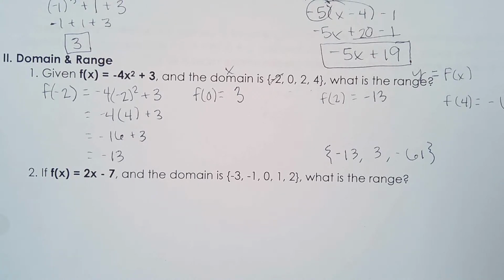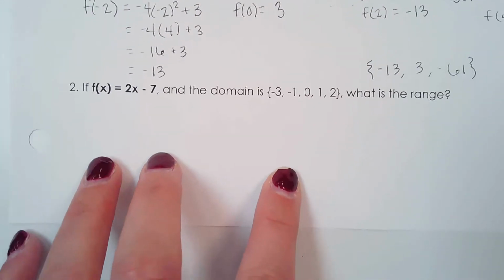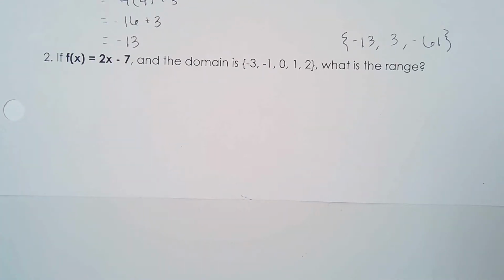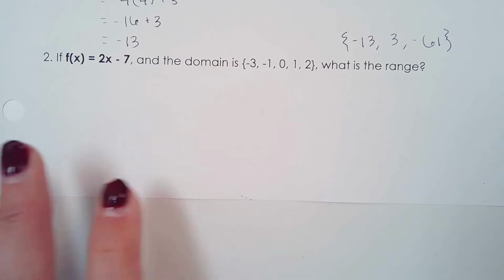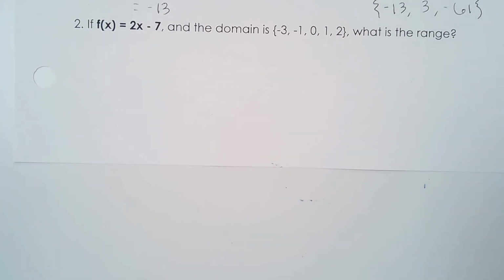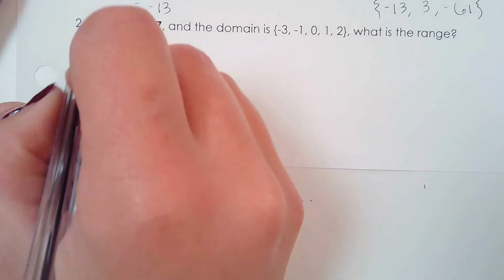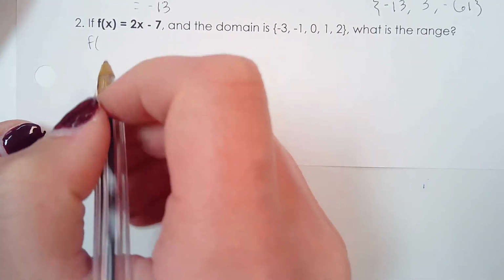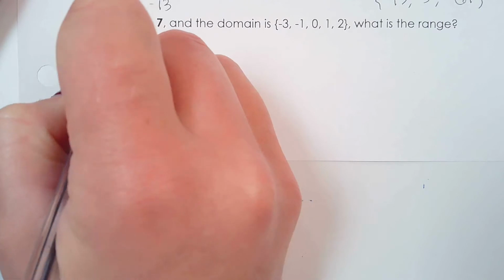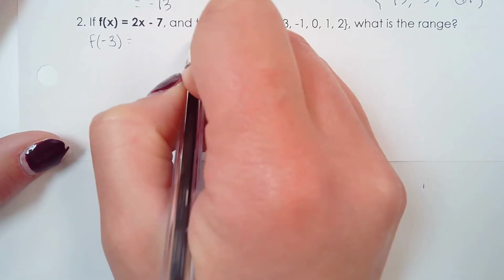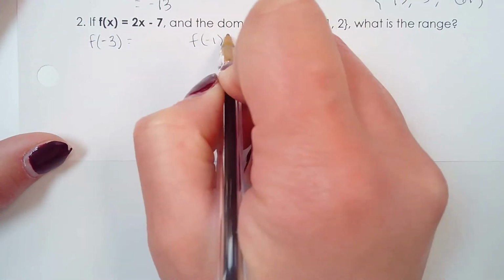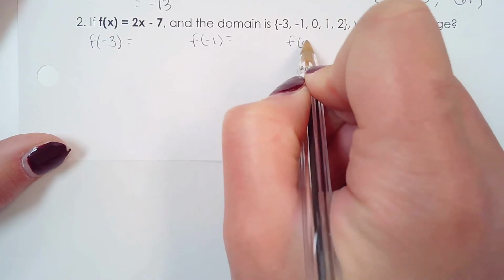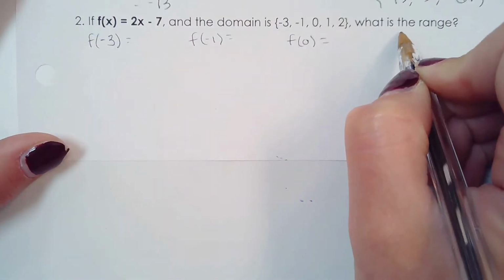Okay, great. So number 2 down here is the exact same thing. So you should be able to do it no problem because it's an easier function. I'm going to pick people to do that. Right now, I just want you to do all those. So you need to be finding, what's the first thing you should find? F of what? F of -3. What else do you need to find? F of -1, F of 0, F of 1, and F of 2.